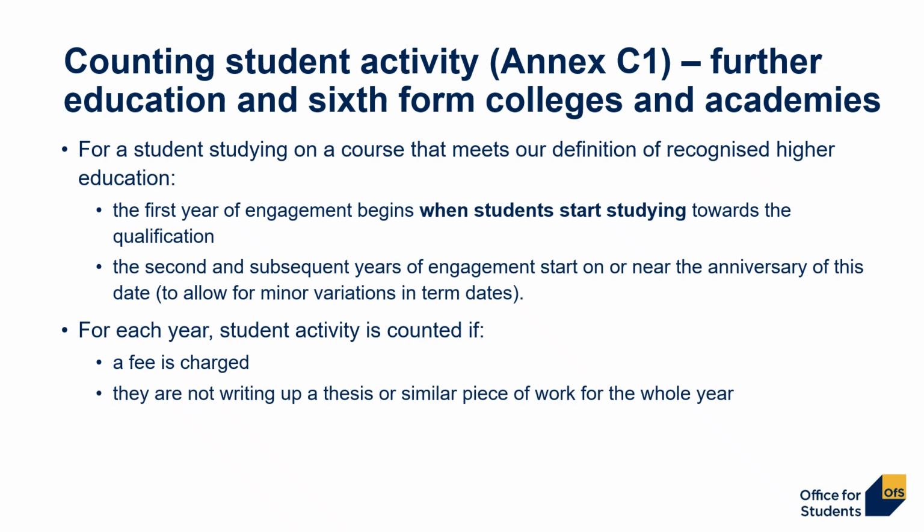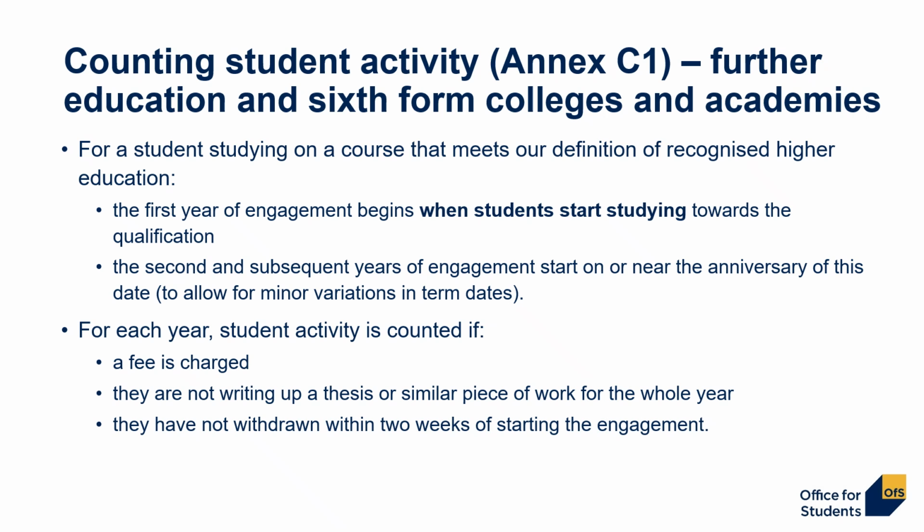Next, that students cannot be writing up, that is to say a thesis or a dissertation or something like that, for the whole year of engagement. They must be actively studying to have a year of engagement counted. Finally, that they must not have withdrawn within 2 weeks of starting the engagement. We mean here having left the course entirely, and not just those who may have suspended their studies.